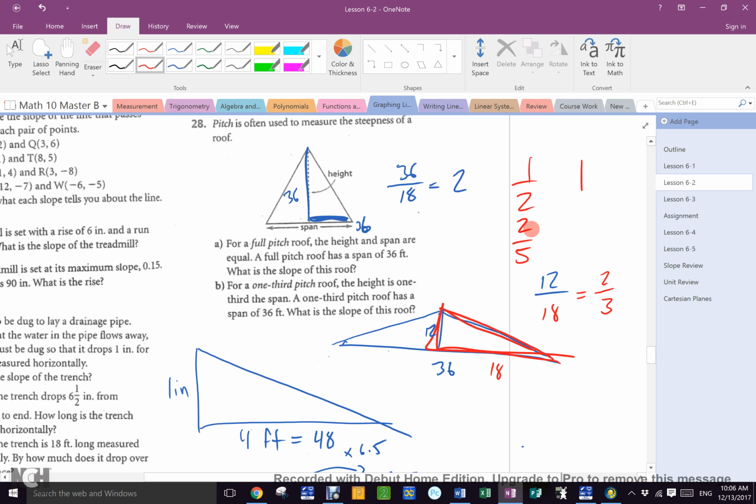What would a 2/5 pitch roof be? 4/5. Why? Not because I told you the answer. What is the relationship between 1/2 and 1? You double 1/2, you get 1. What is the relation between 1 and 2? Double it, you get 2. What is the relation between 1/3 pitch and a slope of 2/3? Double it. So if I have a 2/5 pitch, what's the slope? Doubled. 4/5.